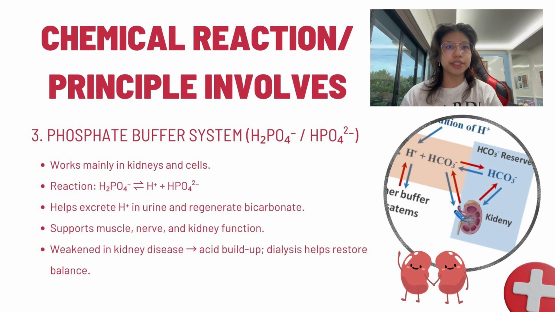Phosphate buffer systems. This system works mostly in the kidney and inside the cells. It uses two forms of phosphate, dihydrogen phosphate and monohydrogen phosphate. If the pH is too low or acidic, dihydrogen phosphate gives off hydrogen ions to balance the acid. If the pH is too high, or basic, monohydrogen phosphate takes in hydrogen ions to balance the pH. This system works more slowly than the bicarbonate system, but it's very important to remove acid in urine and for keeping the cell healthy.